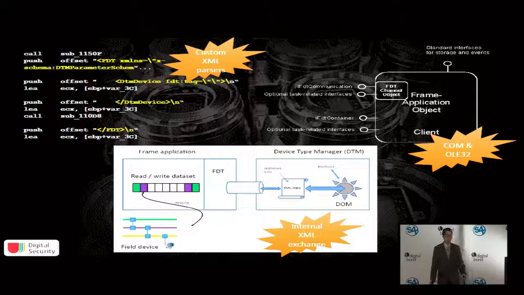And if you look a bit deeper, you will find such pretty XML parsers as on the left on the screen. You will find that using the Component Object Model allows the attacker, if he compromises at least one DTM component, to compromise the whole DTM container with all other components and the frame application. Also, the usage of XML as the internal exchange format between components is rather optimistic, I think.